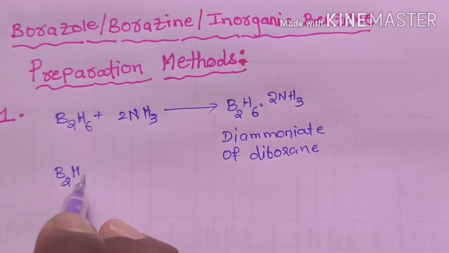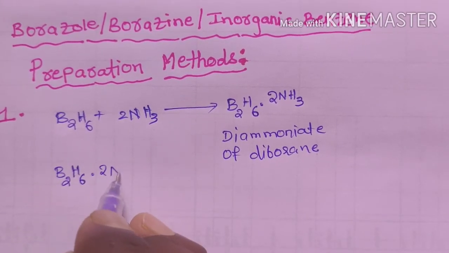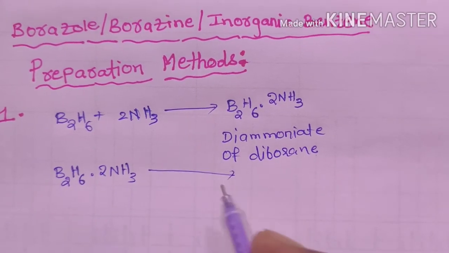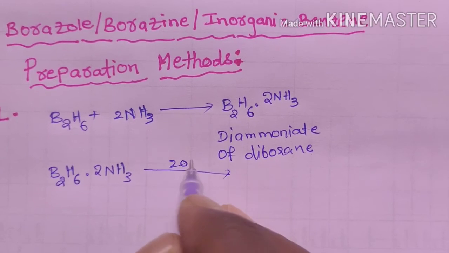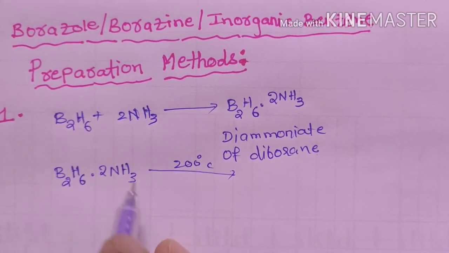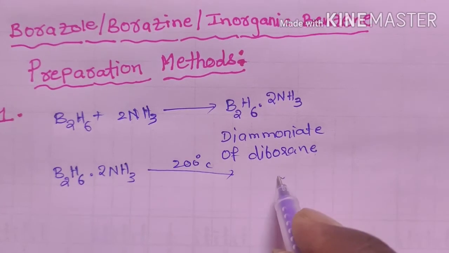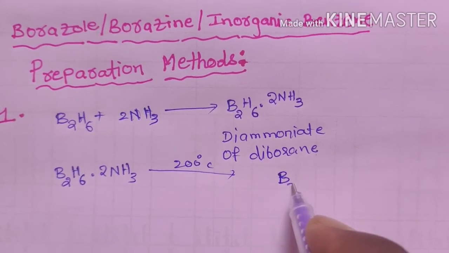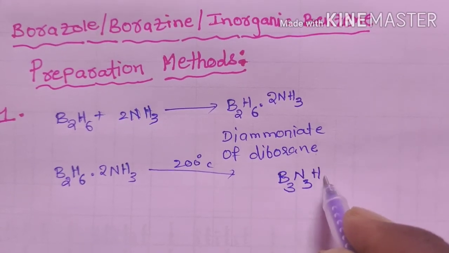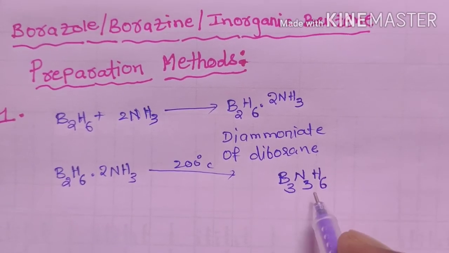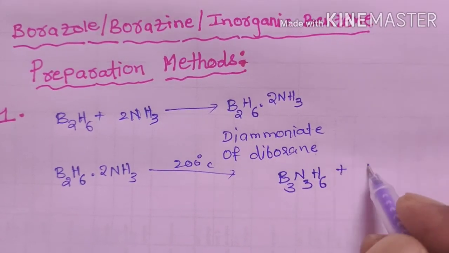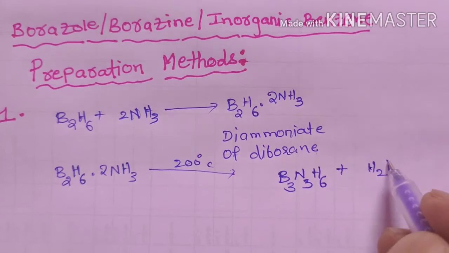Then this diammoniate of diborane is heated up to 200 degrees centigrade, due to which it decomposes and gives borazole or borazine. The formula of borazole or borazine is B3N3H6, and along with this, hydrogen gas is also released.